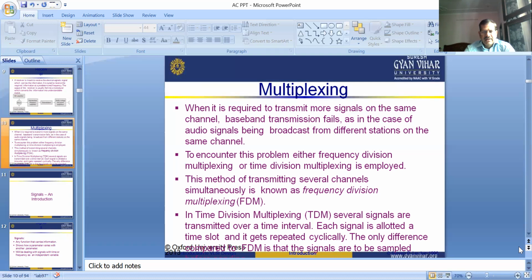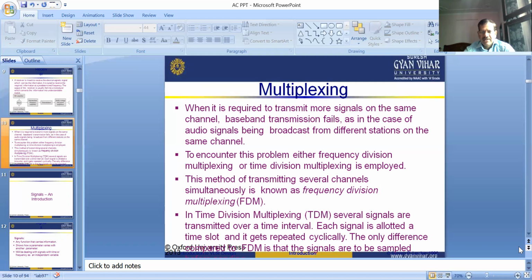In time division multiplexing, TDM, several channels are transmitted over a time interval. There is a particular time interval, which may be in milliseconds or microseconds. Each signal is allotted a time slot in the TDM system, and it gets repeated cyclically after a particular time interval.